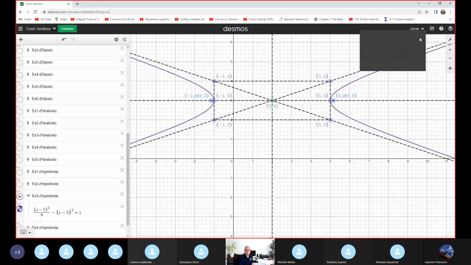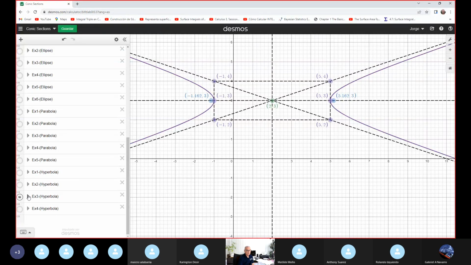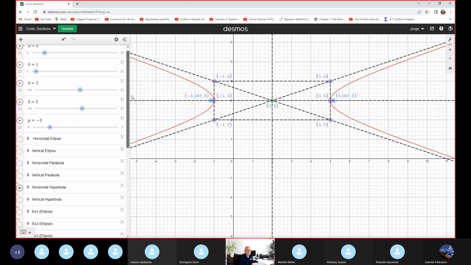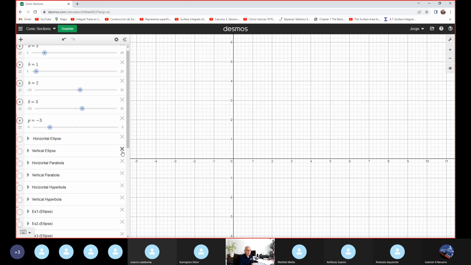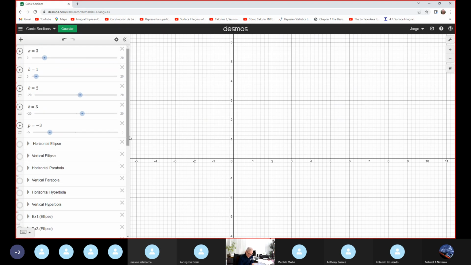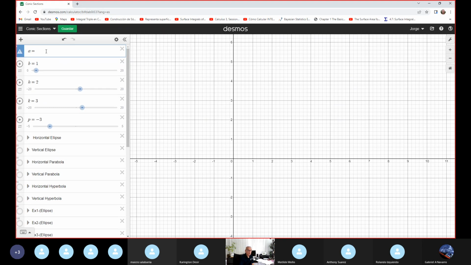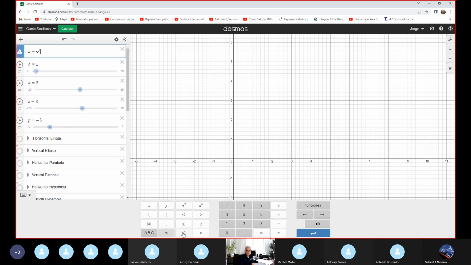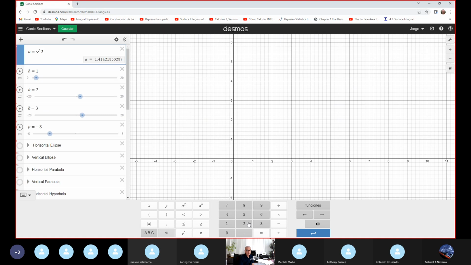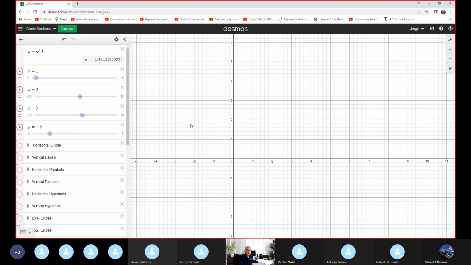There you go, Desmos. Do you see? Example number 4. Let me erase everything. A was radical 2. So to put radical 2, we're using the Desmos keyboard, and you put radical 2 and click outside. You don't press enter, because that changes the line and gives you a gap or hole.